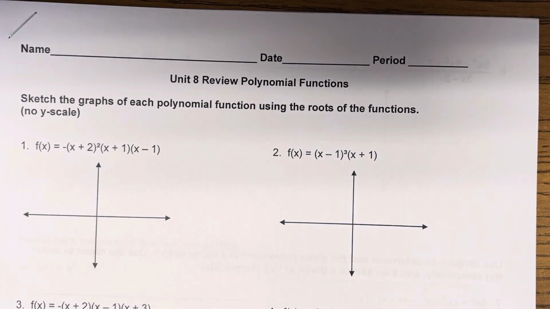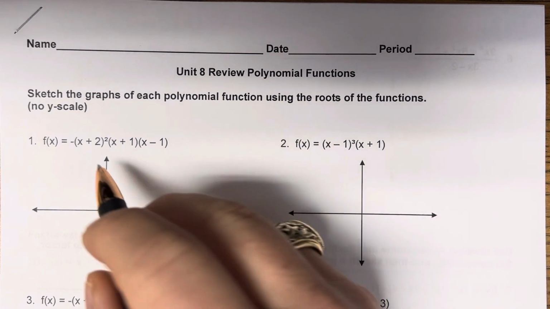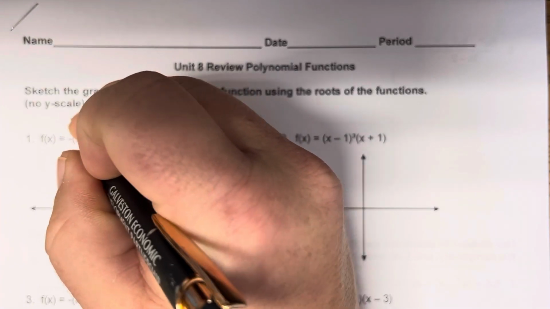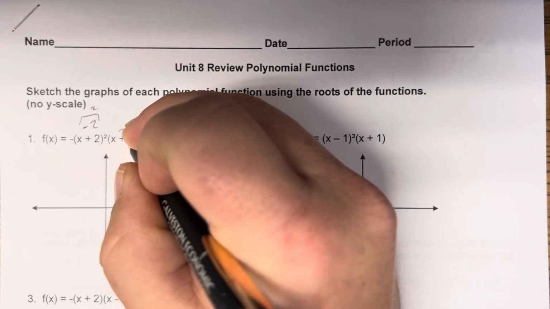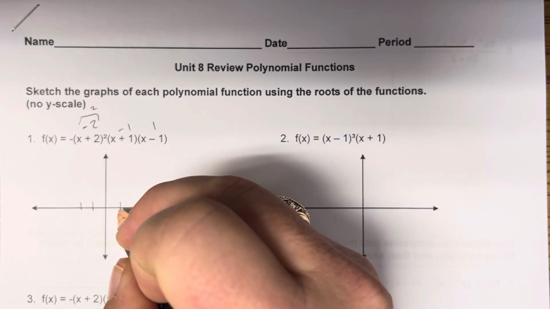All right, it's time to get ready for our Unit 8 test. For the first ones, we're just sketching the polynomial functions. If you set these equal to 0 and solve, this would be -2. I'll make a little note, there's two of them, -1 and +1. So -1, -2, +1.